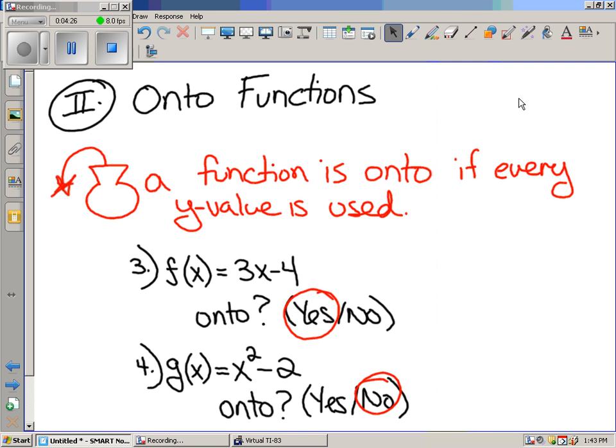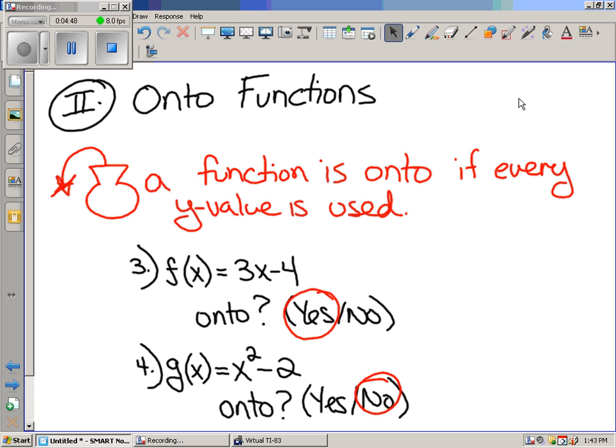That's a big fat no. Because every x value is mapped onto a y value. That's why it's called an onto function. And if every y value doesn't get a mapping of an x value, then it's not an onto function. That's the real fancy math way of saying it, right?